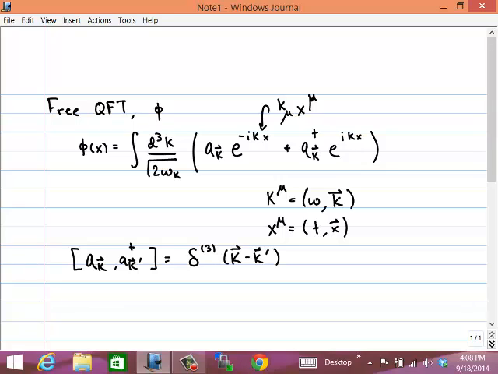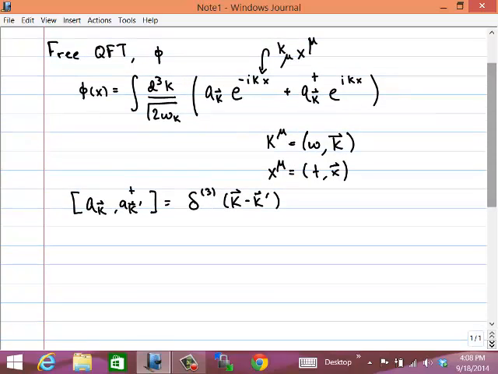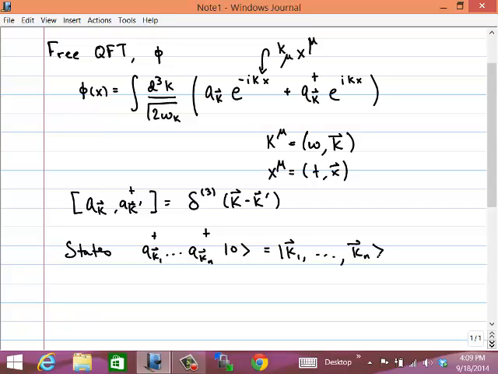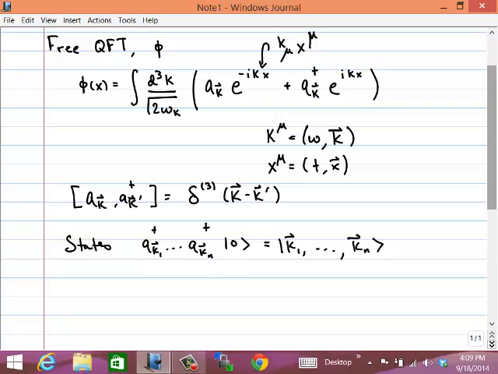What this means is that we should regard the system as an infinite set of decoupled harmonic oscillators, one for each momentum mode, and the states of the theory are the states in the Fock space, and they're just given by states of the form where you just have a bunch of these raising operators, a_k1 dagger, say a_kn dagger, acting on the vacuum state, which would describe some state with a bunch of particles of momentum k1 up to kn. So that's it as far as free quantum field theory is concerned.